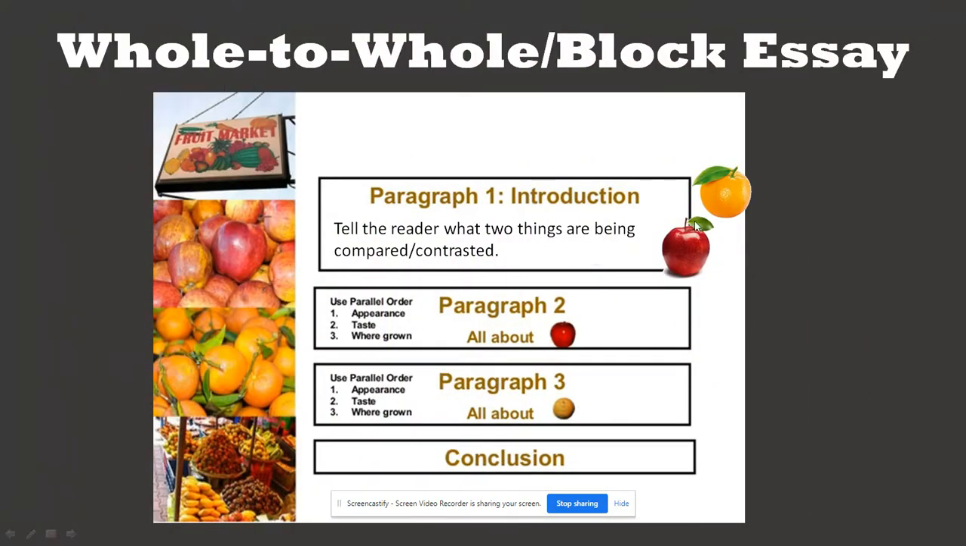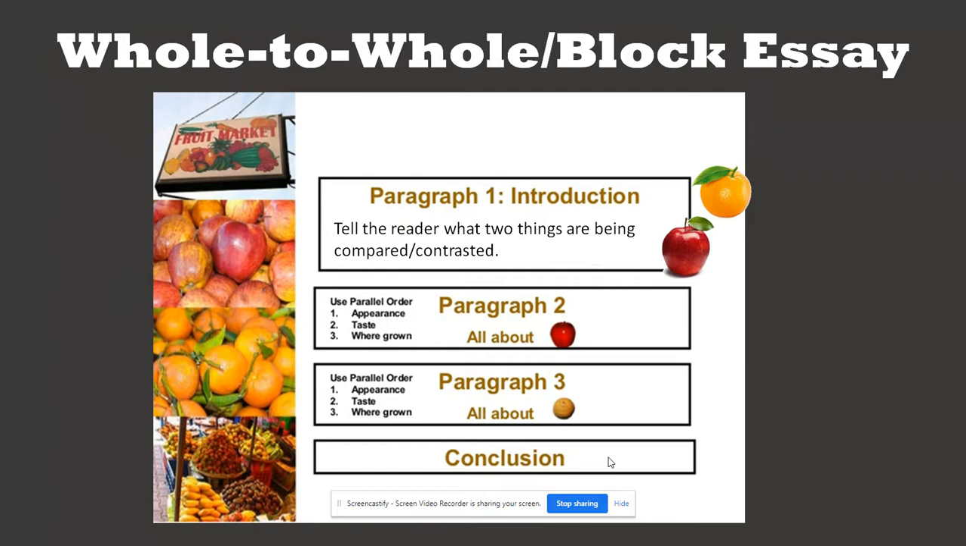So in our very first paragraph, of course, we know that's the introduction paragraph. That's where you're going to tell the reader what two things are being compared and contrasted. Here we have an apple and an orange. The next paragraph, if we're using whole to whole and block, everything about the apple. Our 3 points are appearance, taste, and where the apples are grown. Down here in our next paragraph, everything about the orange. Same thing: appearance, taste, and where oranges are grown. And then, of course, as we know, an essay wraps up with a conclusion paragraph. So this is what it would look like if you were doing a whole-to-whole block essay, just the outline of it.